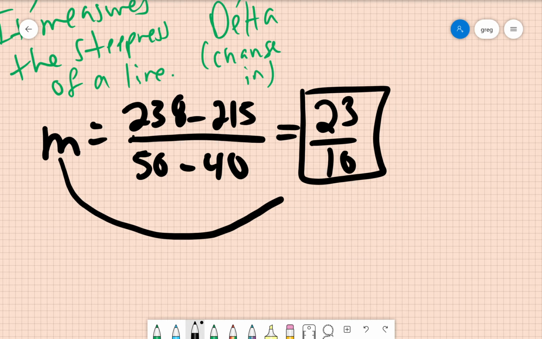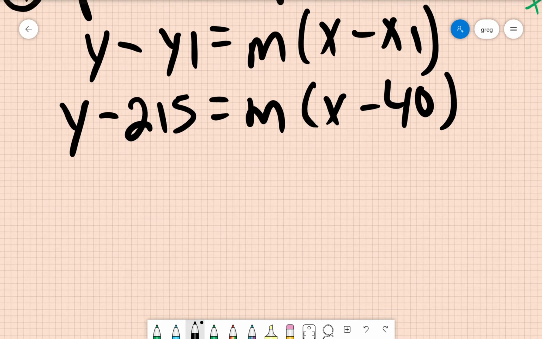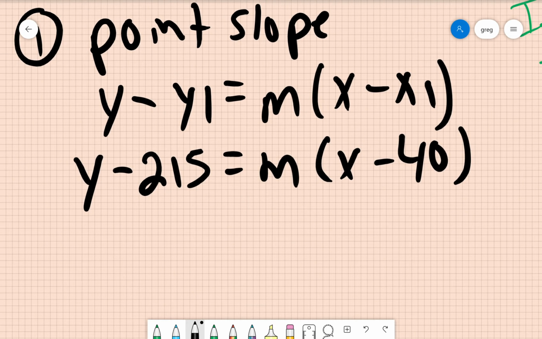We have the value that says the steepness of this line. On Y, I go up 23 units. On X, I go to the right 10. Might be a pretty steep line. So now I have my M. So now I'm going to rewrite it and plug in my M.